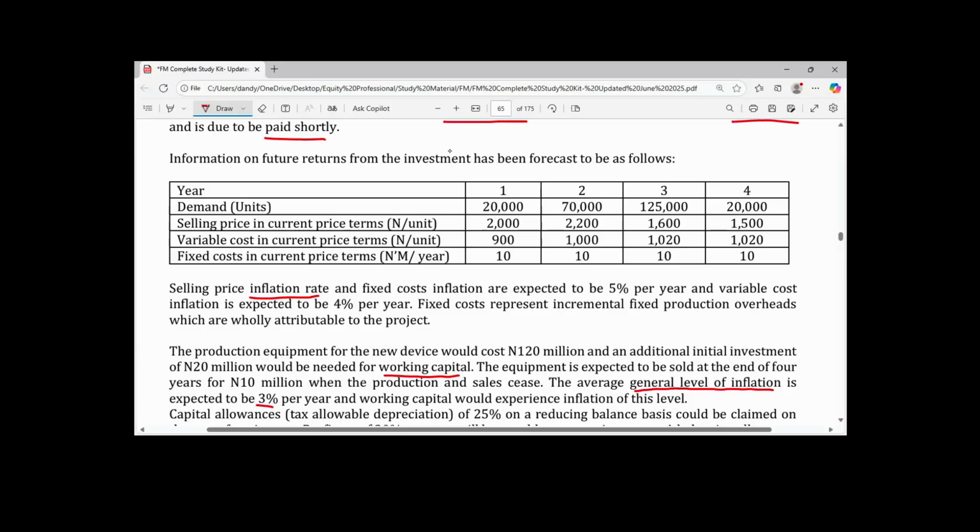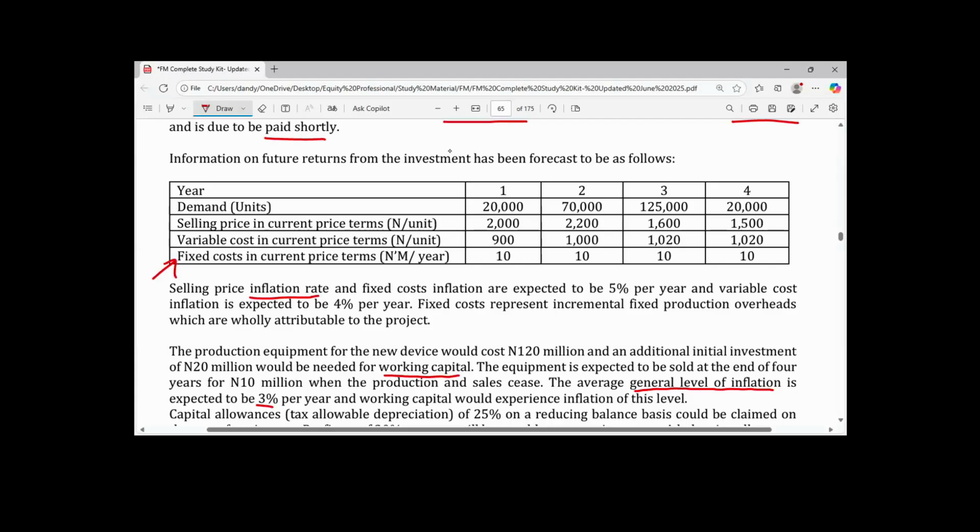Variable cost is given to us in the question. Am I given inflation rate on variable cost? Yes, there is inflation rate on variable cost. Therefore, you inflate the variable cost for each year, then you multiply with number of units produced. After that, you get your total variable cost. Then you go and post. You less it from sales. Then you go back to the question. In this particular question, you are given fixed cost in current price terms.